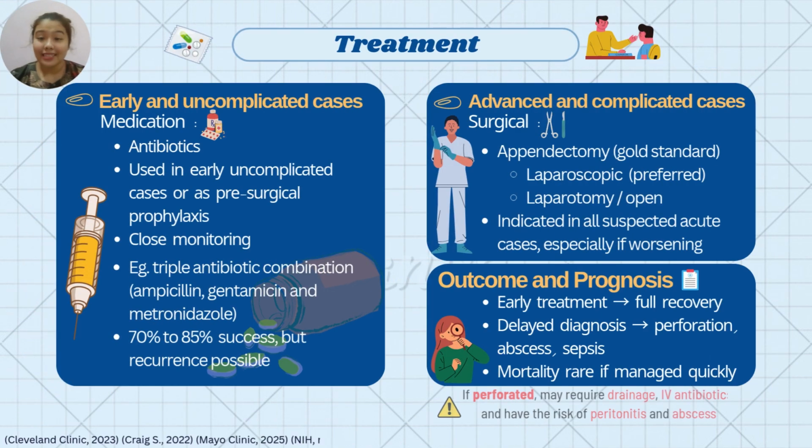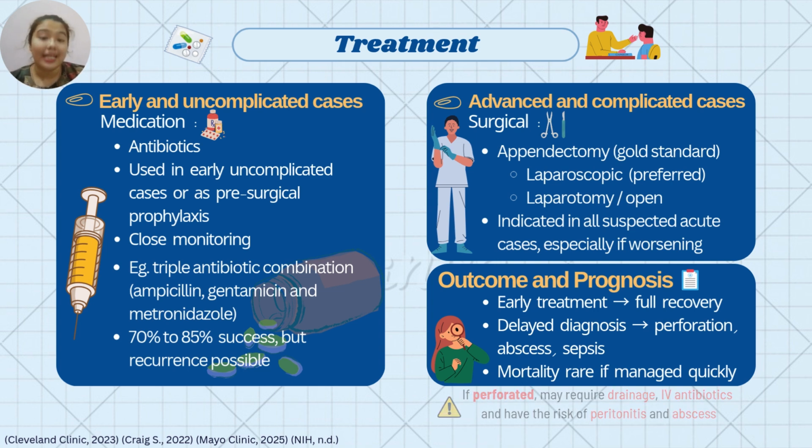Moving to treatment for appendicitis, antibiotics such as ampicillin, gentamicin, and metronidazole are used in early uncomplicated cases or as pre-surgical prophylaxis. When using this three-antibiotic combination, we must monitor closely. 70% to 85% of patients might succeed, but recurrence might occur.